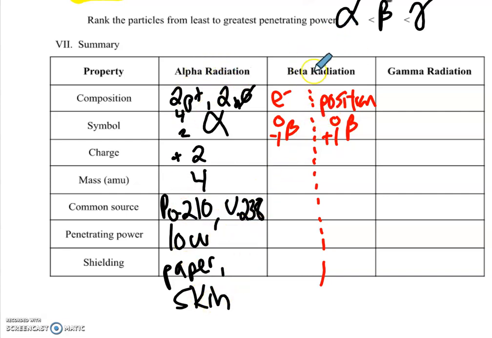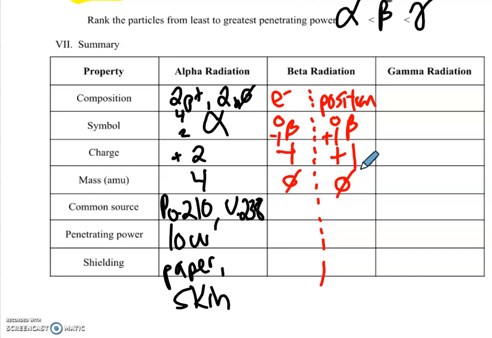Then beta radiation, we got 2 types. We have the beta particle, which is essentially an electron, and we have the positron, which is kind of an inverse electron where it has a positive charge. So the beta particle, the electron one, has a charge of -1, and the positron has a charge of +1. The mass for both particles is 0. It's so small, it's essentially 0.